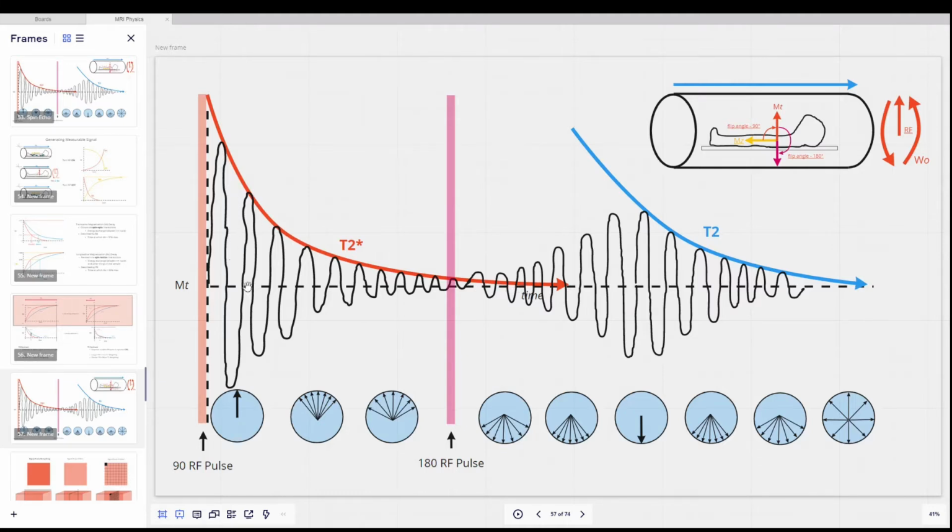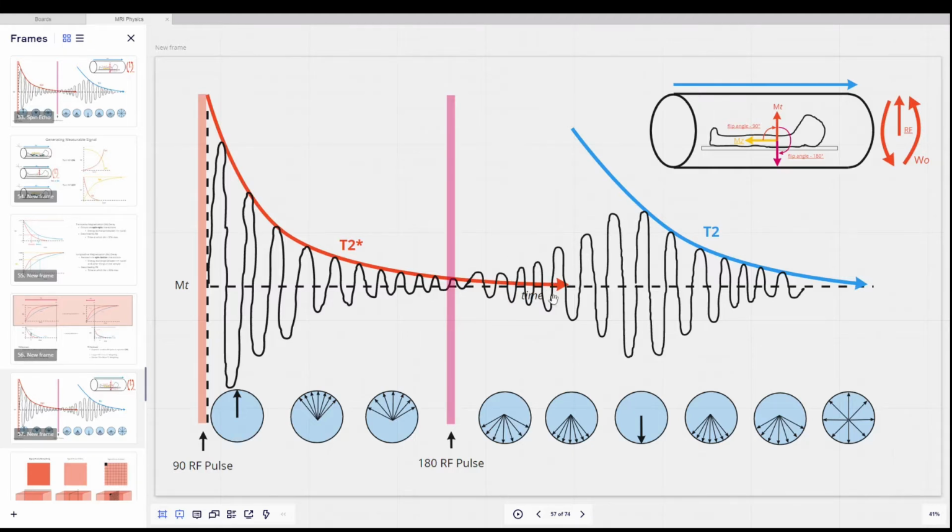And how this initial one was called T2 star, right? This is what we actually measure. And we talked about how, if you apply another RF pulse, this time a 180, and you just flip this all over, you can actually reform your signal. And when you reform this signal, it's a cleaner signal.